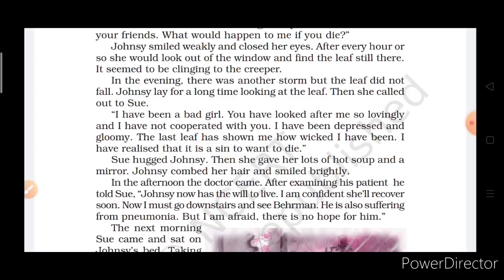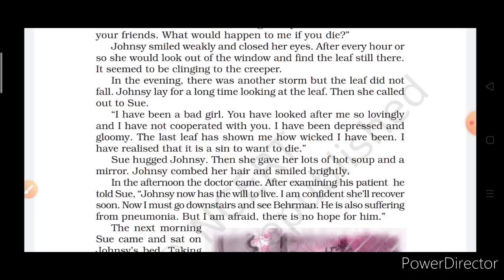Shoo hugged Johnsy, then she gave her lots of hot soup and a mirror. Johnsy combed her hair and smiled brightly. In the afternoon, the doctor came. After examining his patient, he told Shoo, "Johnsy now has the will to live. I am confident she is recovering soon."